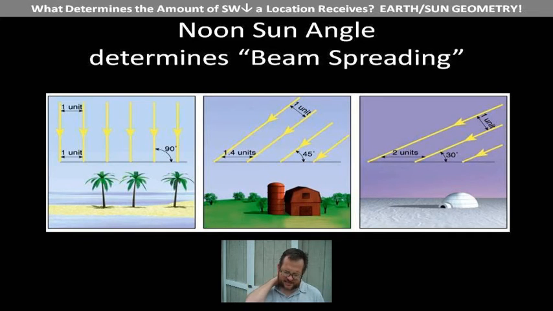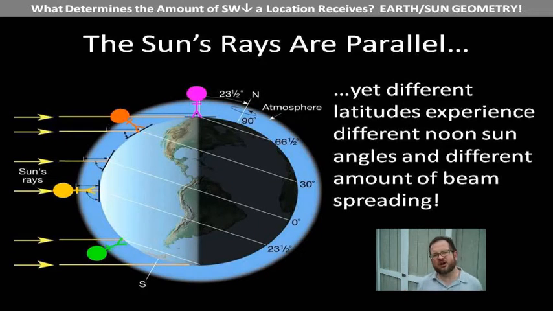But this business of how the sun's angles depend on latitude is a little hard to picture until you think about the fact that the rays of the sun that reach the Earth are basically parallel. Yet every latitude is going to be experiencing a slightly different noon sun angle and a different amount of beam spreading. I mean, look at the guy up there near the North Pole. From his point of view, the sun is on the horizon. In this particular picture, that person just south of the equator, from his point of view, the sun is directly overhead. For persons in the northern hemisphere, they're looking south to see the sun. People in the southern hemisphere are looking north to see the sun.